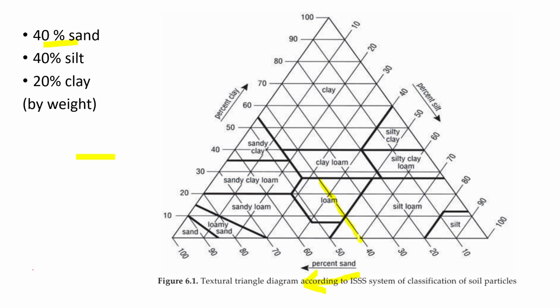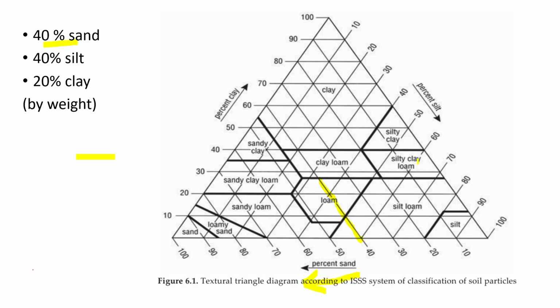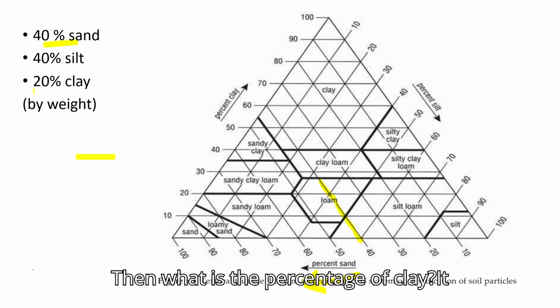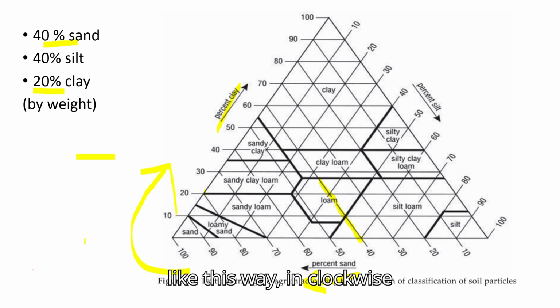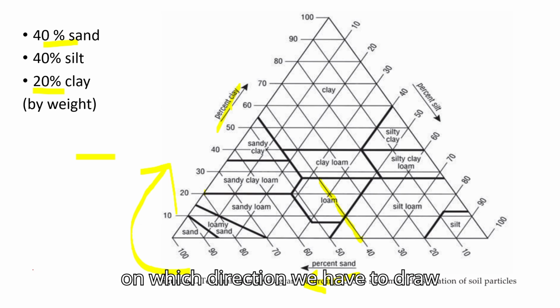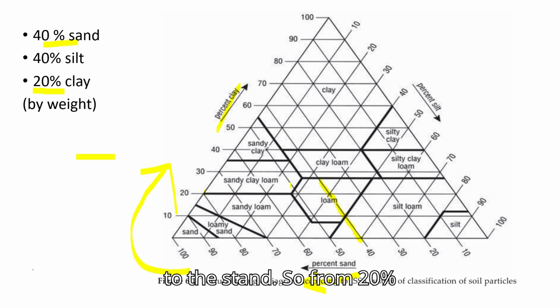Like, if this is the direction, we have to draw parallel to this side. Then what is the percentage of clay? It is 20%. So this is the clay side, and here it is 20. If we come in the clockwise direction, on which side do we have to draw the parallel line? We have to draw parallel to the sand. So from 20%, draw one line.